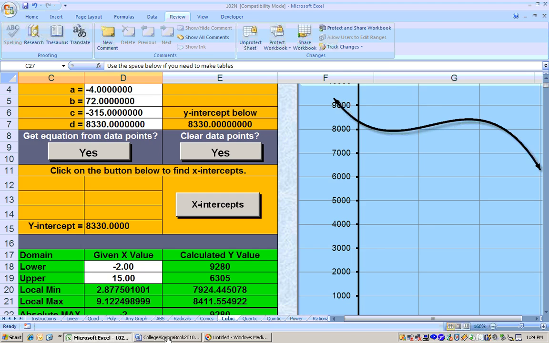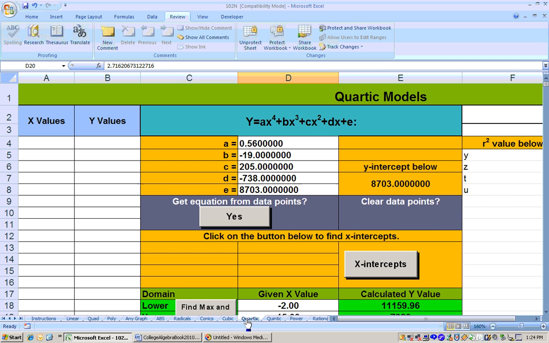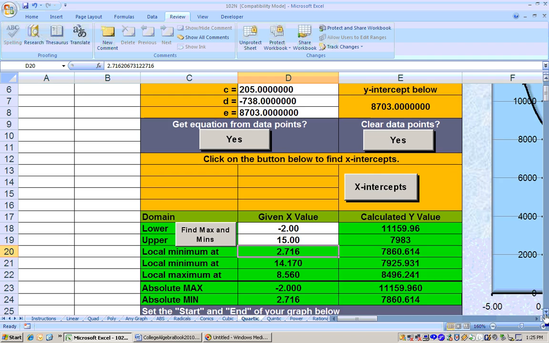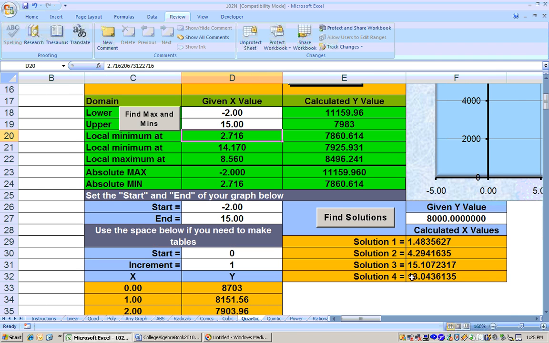Let's go to problem 3, and on problem 3 it gives you another equation for the value of the Dow Jones, which is a fourth power equation with this restricted domain going from -2 to 15. This is a quartic equation right here. So we'll go to the quartic sheet, and I put in my coefficients, and same thing, go down here and put in your 8,000, which is what they wanted you to do, and it will tell you the years in which the value of the Dow Jones was 8,000.